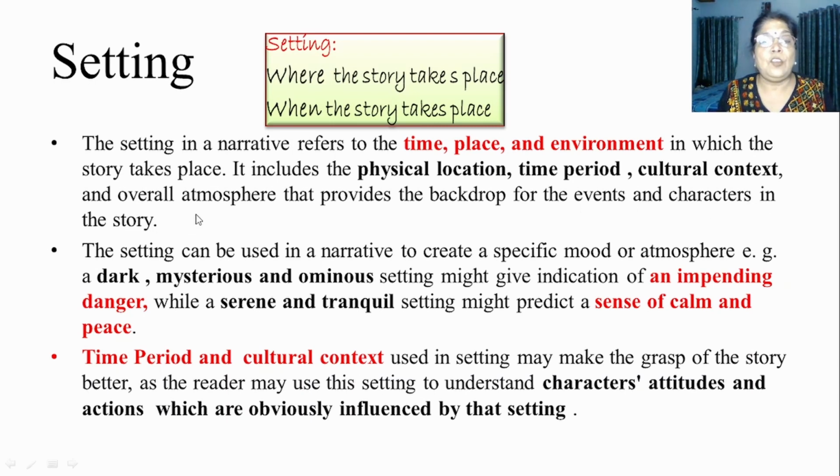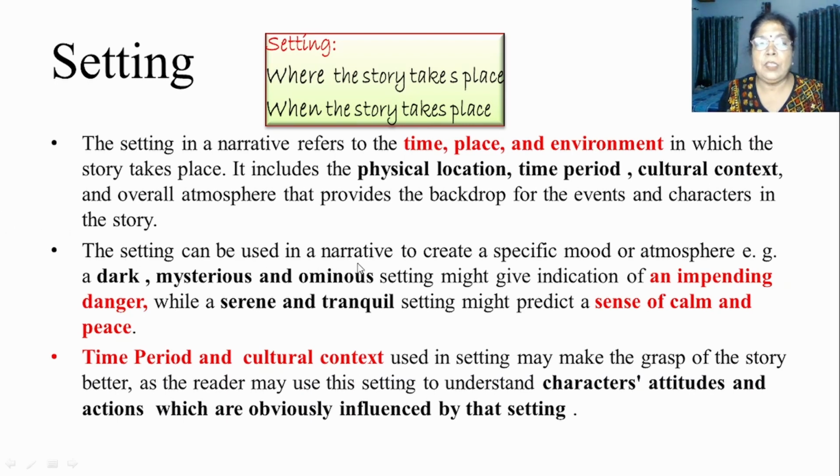Setting is a kind of backdrop. Setting is a kind of background with which the story has been written. So background can never be insignificant. Background is as significant as the foreground or the characters or the plot. The setting can be used in the narrative to create a specific mood or atmosphere. So now the significance of setting.